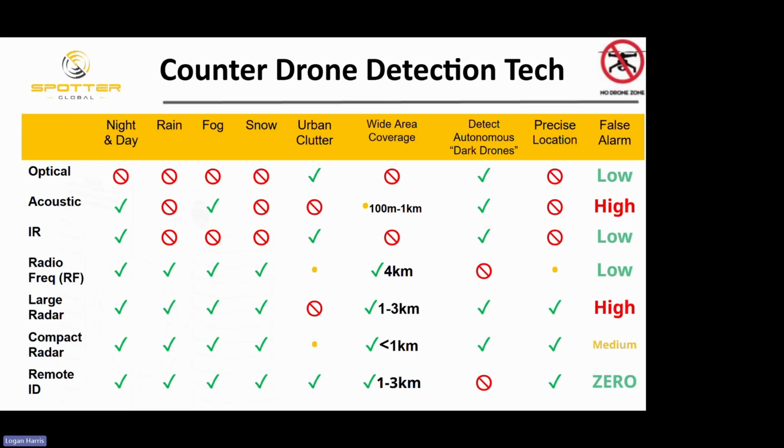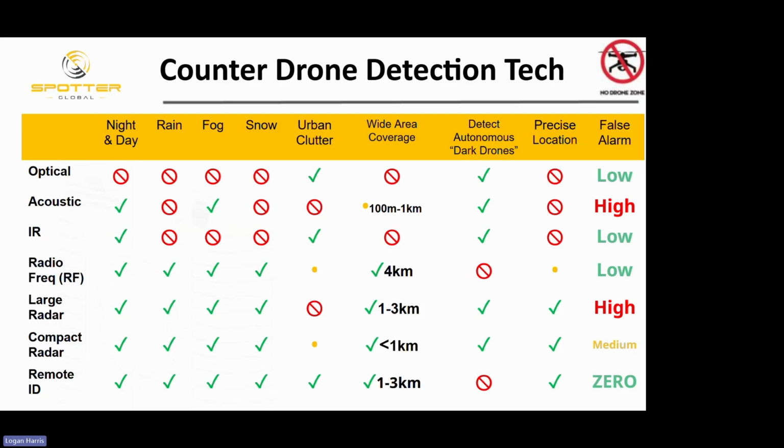Again, with both the RF sensors and the remote ID, if they're running dark, meaning they're not broadcasting, they could be running on waypoints, or now that we're seeing things like fiber optically guided drones, there are no emissions for those sensors to pick up, so they won't pick those up.